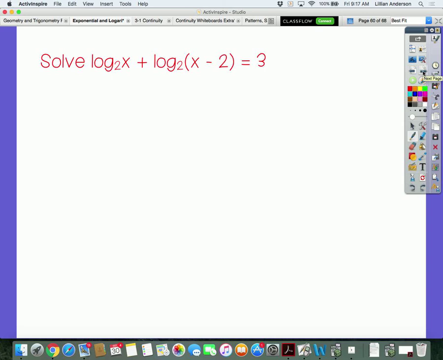Another baby medium. Log base 2 of x equals log base 2 of x minus 2. All of that equals 3.